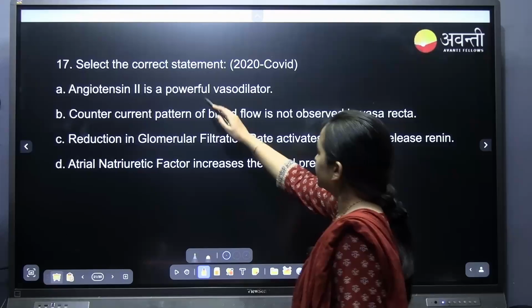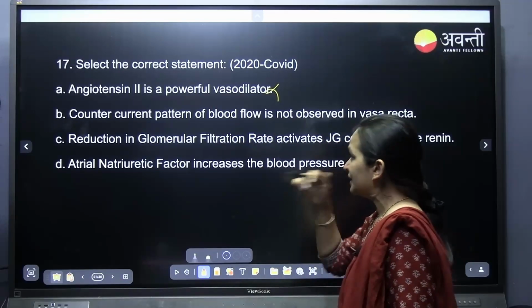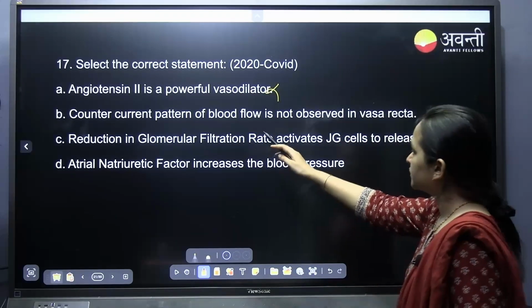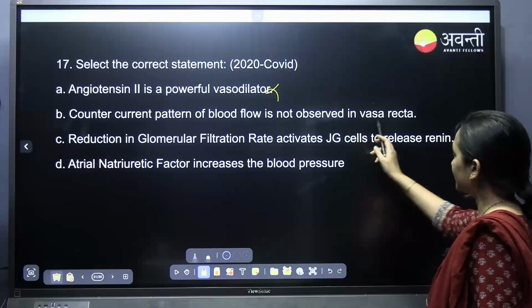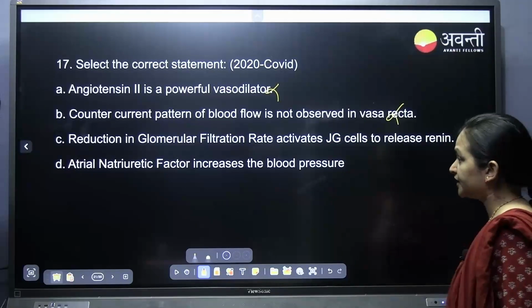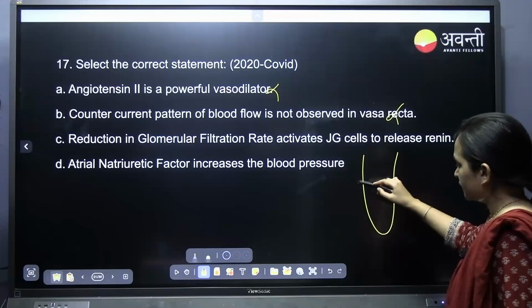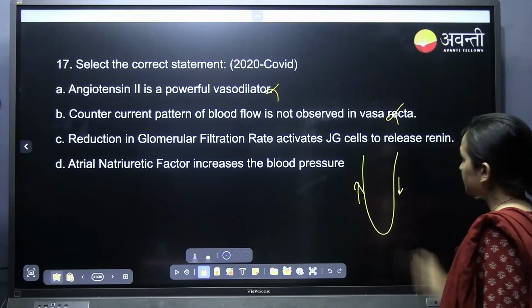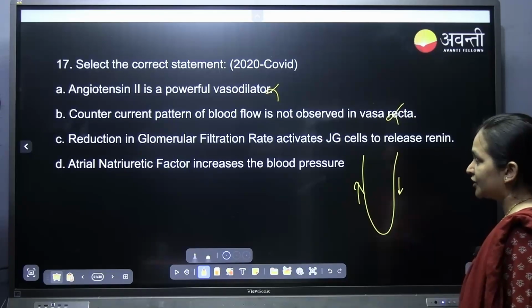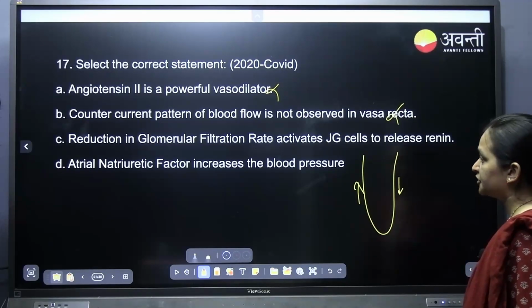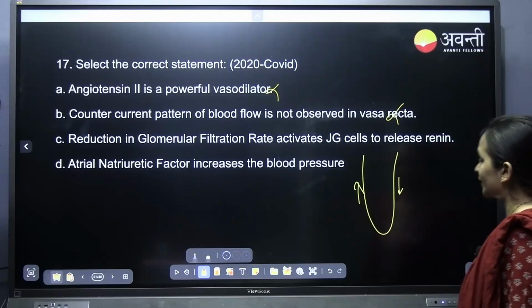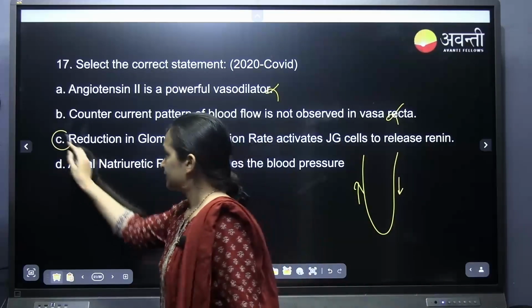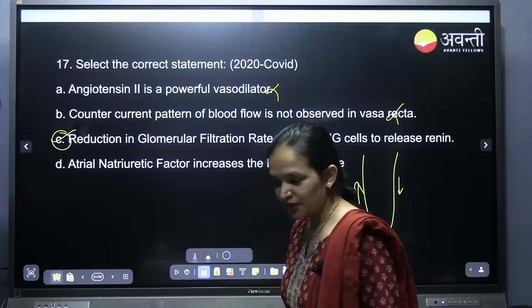Okay. So this is wrong. Countercurrent pattern of the blood flow is not observed in vasa recta. Why? It is observed, right? If this is a vasa recta, this is going down, this is going up, right? So this is wrong. A reduction in glomerular filtration rate activates the JG cells to release renin. Definitely C. Who gave that answer? Very good.